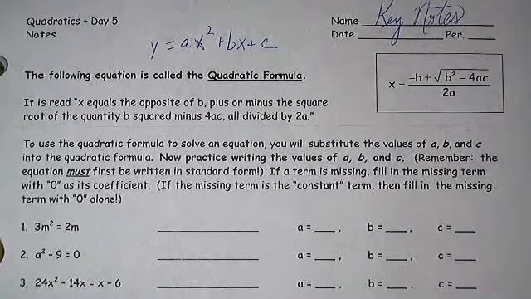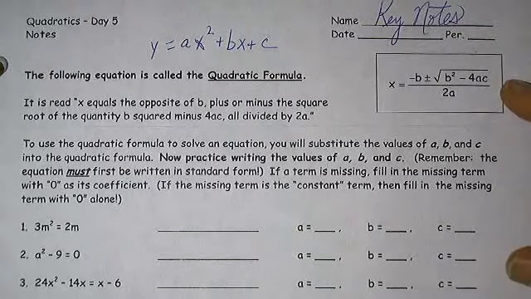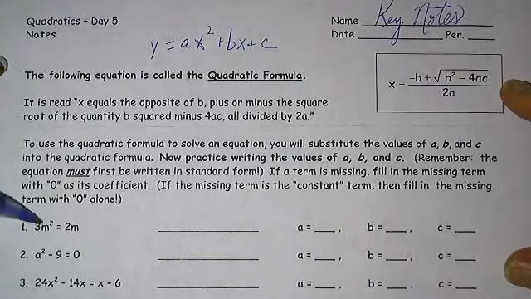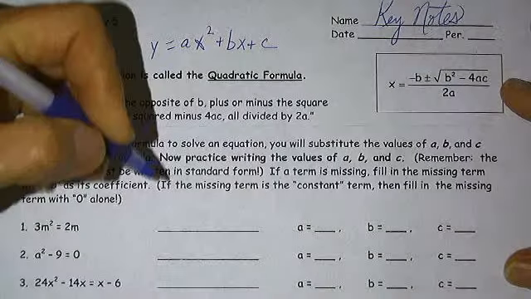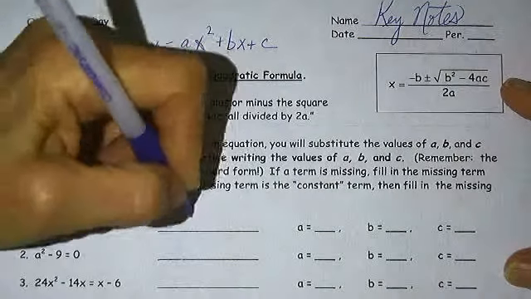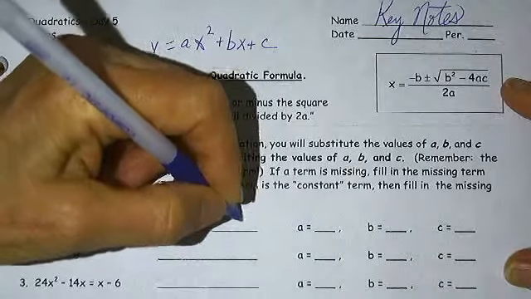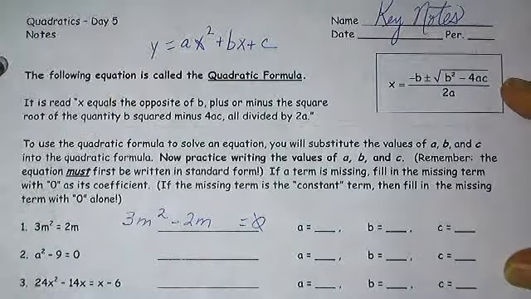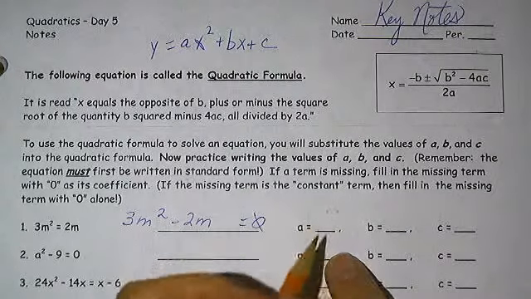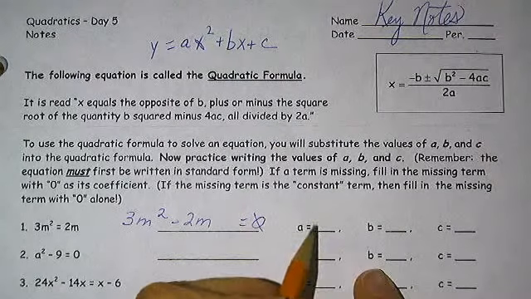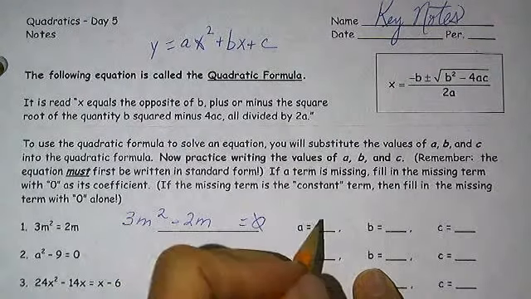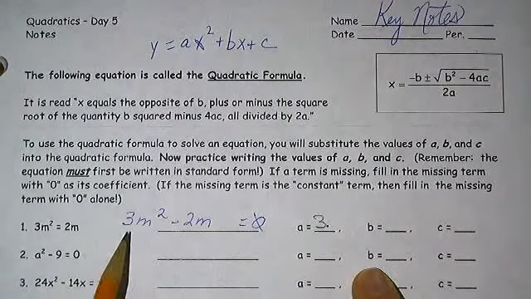To use the quadratic formula, we first must get our equation into standard form. 3m squared equals 2m turns into 3m squared minus 2m equals 0. So A equals what, Garrett? 1 or 3. Perfect. A equals 3. Sometimes it equals 1, just not this time.